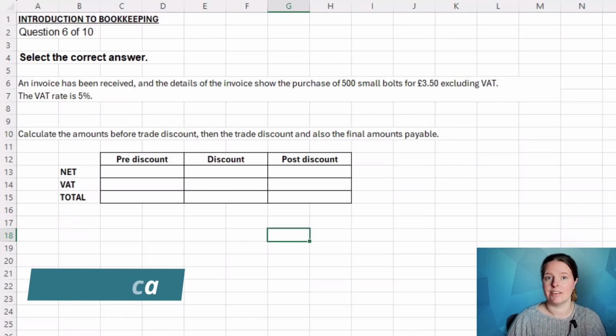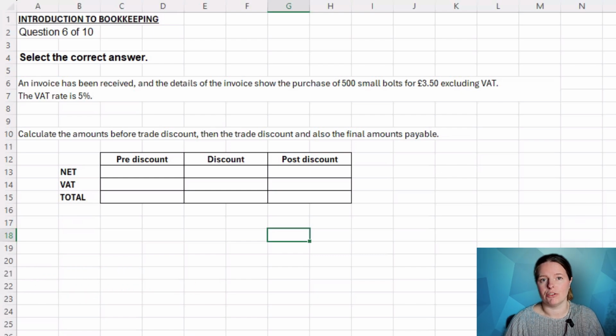Things finance related. So today we're going to carry on with the introduction to bookkeeping mock exam, going from question number 6. So let's just get into it.